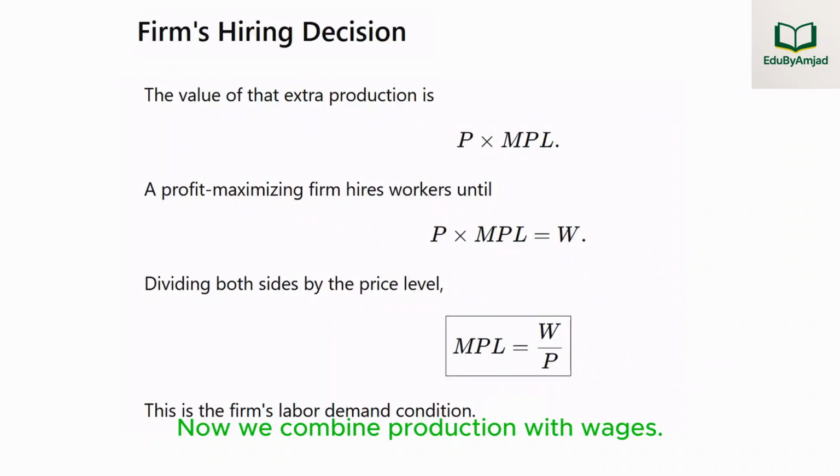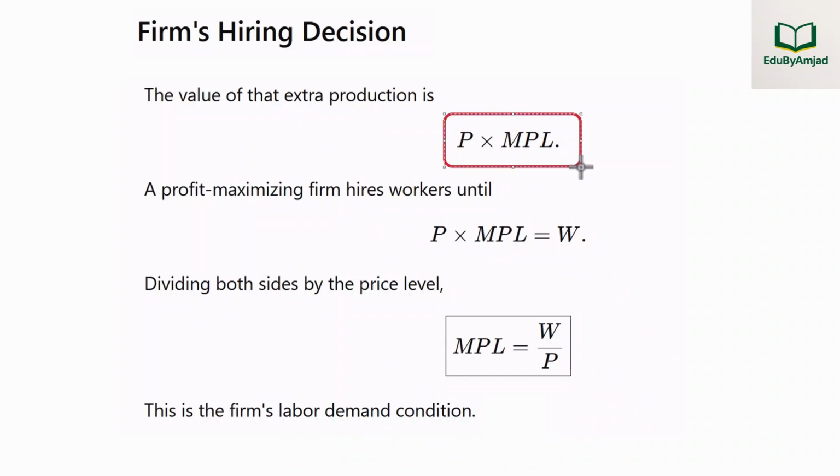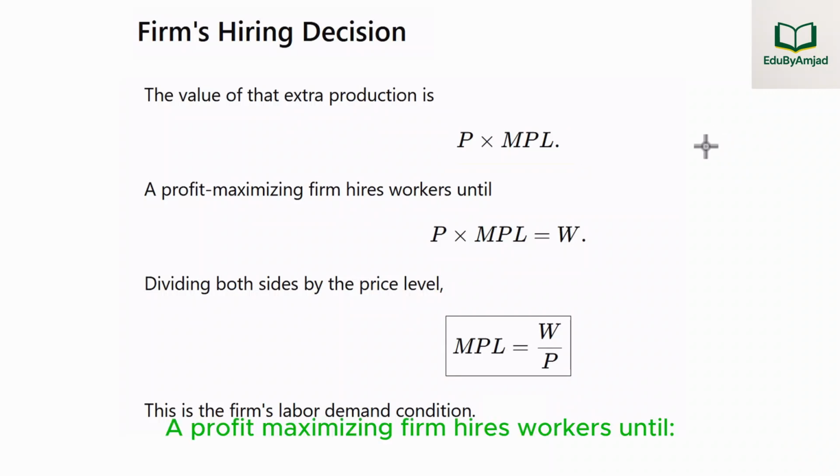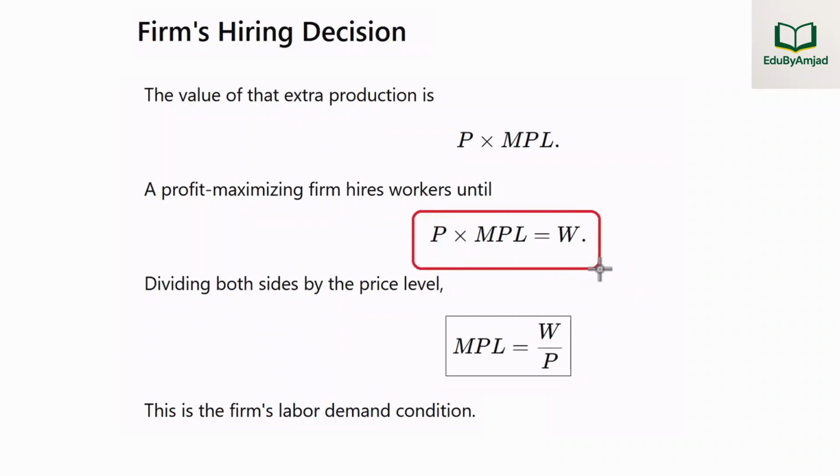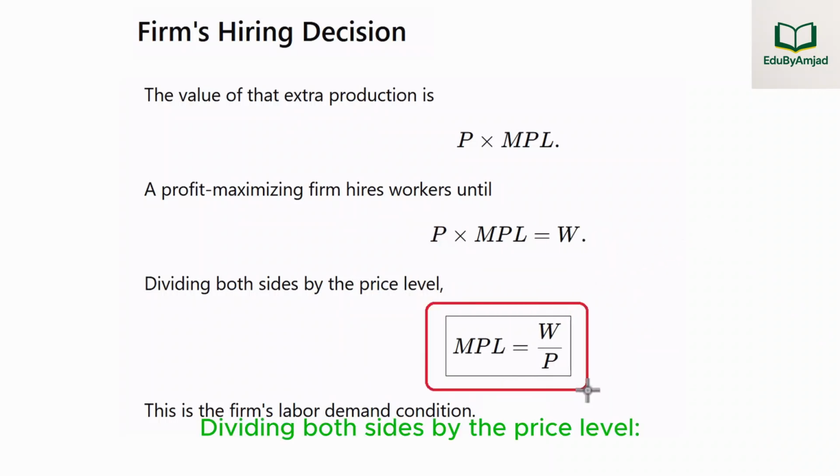Now we combine production with wages. Hiring another worker costs the nominal wage. The additional worker also produces extra output equal to the marginal product. The value of that extra production is price times marginal product. A profit-maximizing firm hires workers until the nominal wage equals that value, dividing both sides by the price level. This is the firm's labor demand condition.